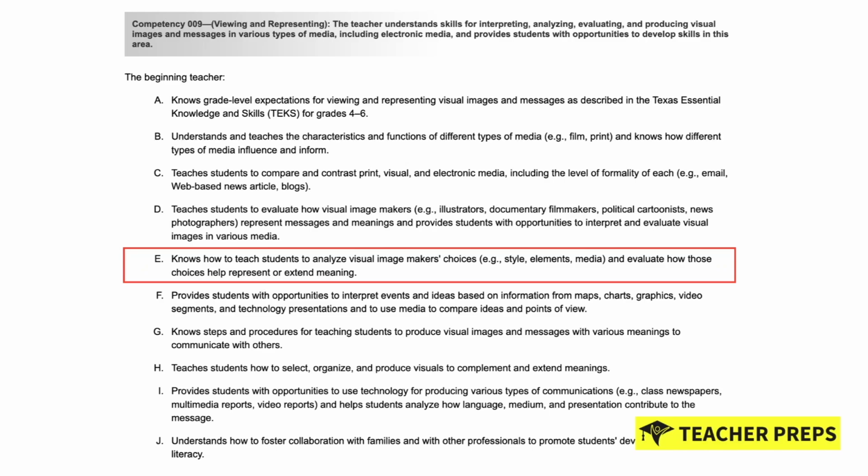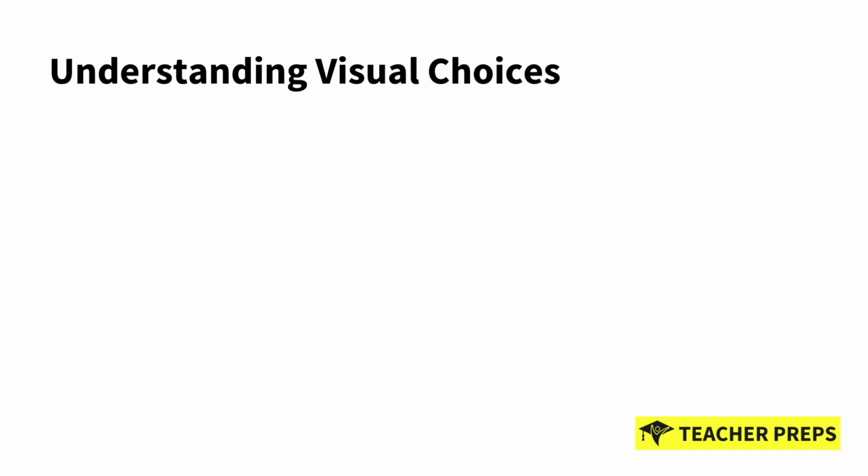Next up, we'll be moving straight into the fifth lesson in this chapter, all about competency number 9. The descriptive statement that we're taking a look at reads, "The beginning teacher knows how to teach students to analyze visual image makers' choices, such as style, elements, media, and evaluate how these choices help represent or extend meaning." All right, let's jump straight into this lesson so you're ready for test day.